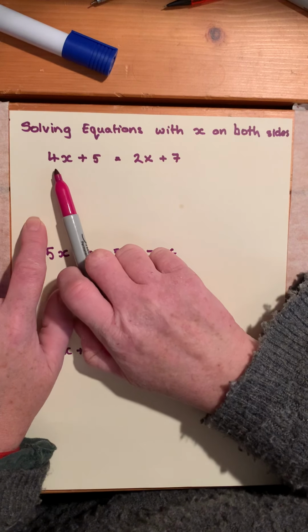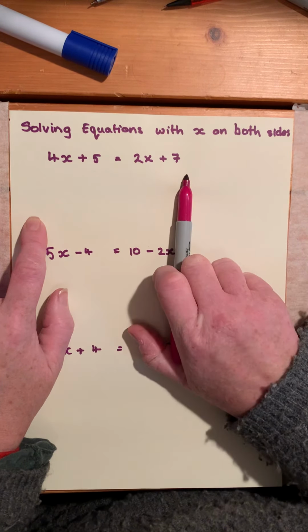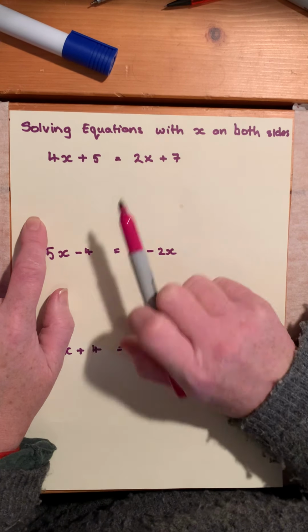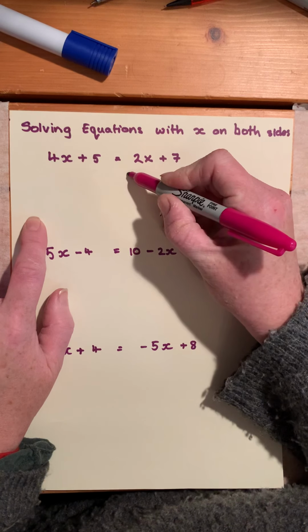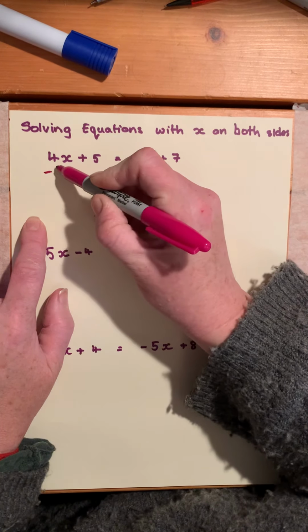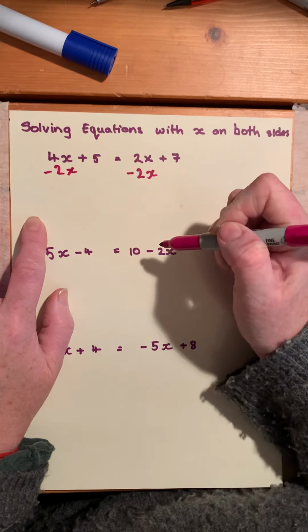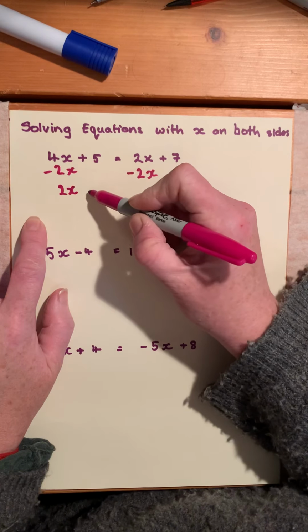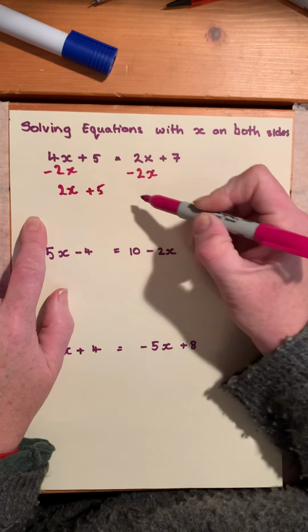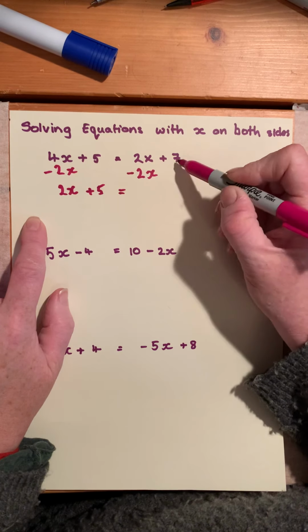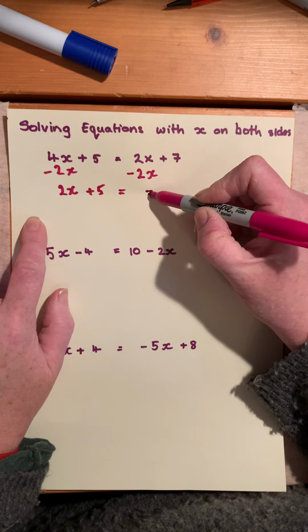So the trick is, look at both sides, and wherever the smallest number of x's are, that's what you're going to take away. So subtract 2x on both sides. What are we left with? 4x take away 2x is 2x. We've still got the 5 equals 2x take away 2x is 0, and then we've still got the 7.